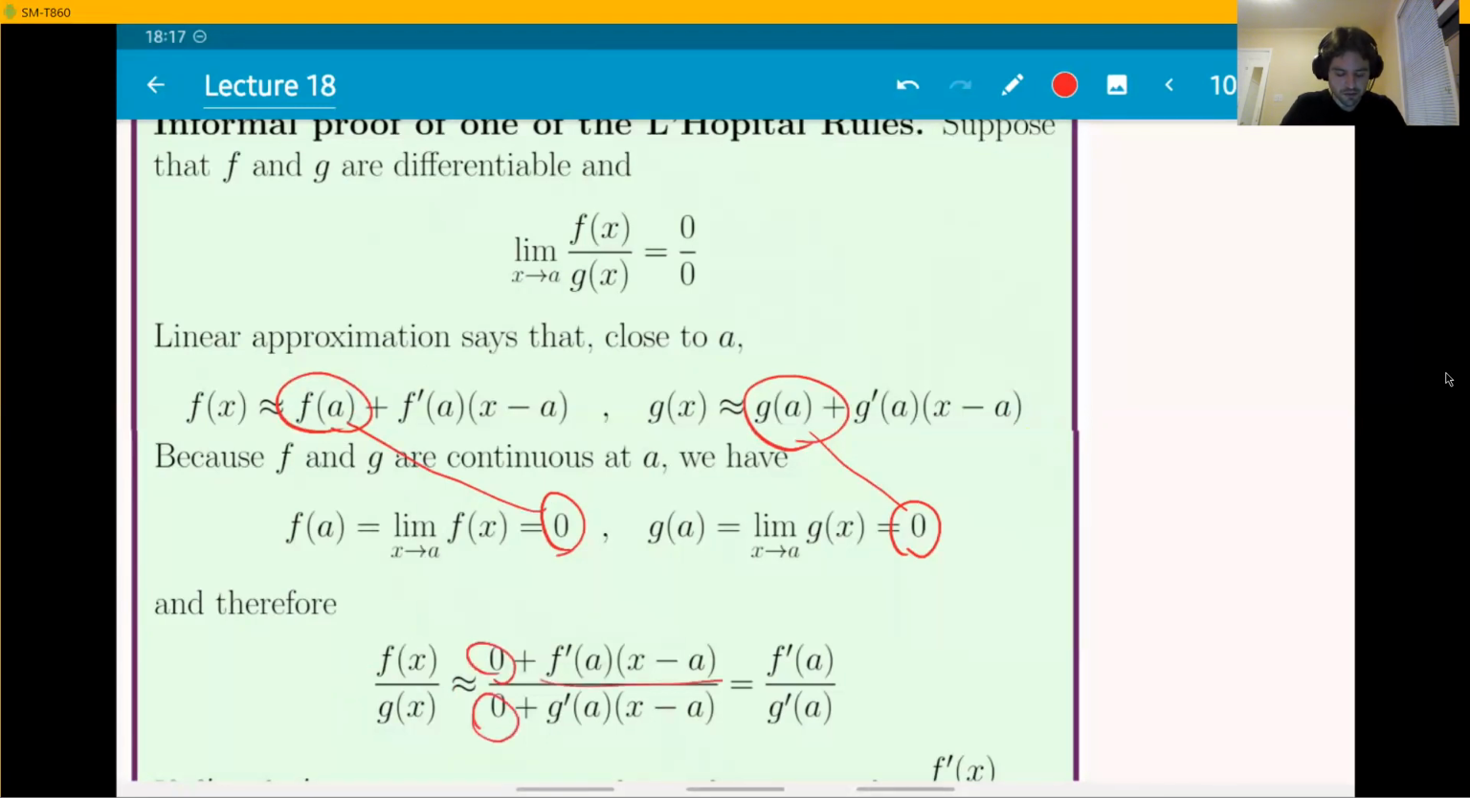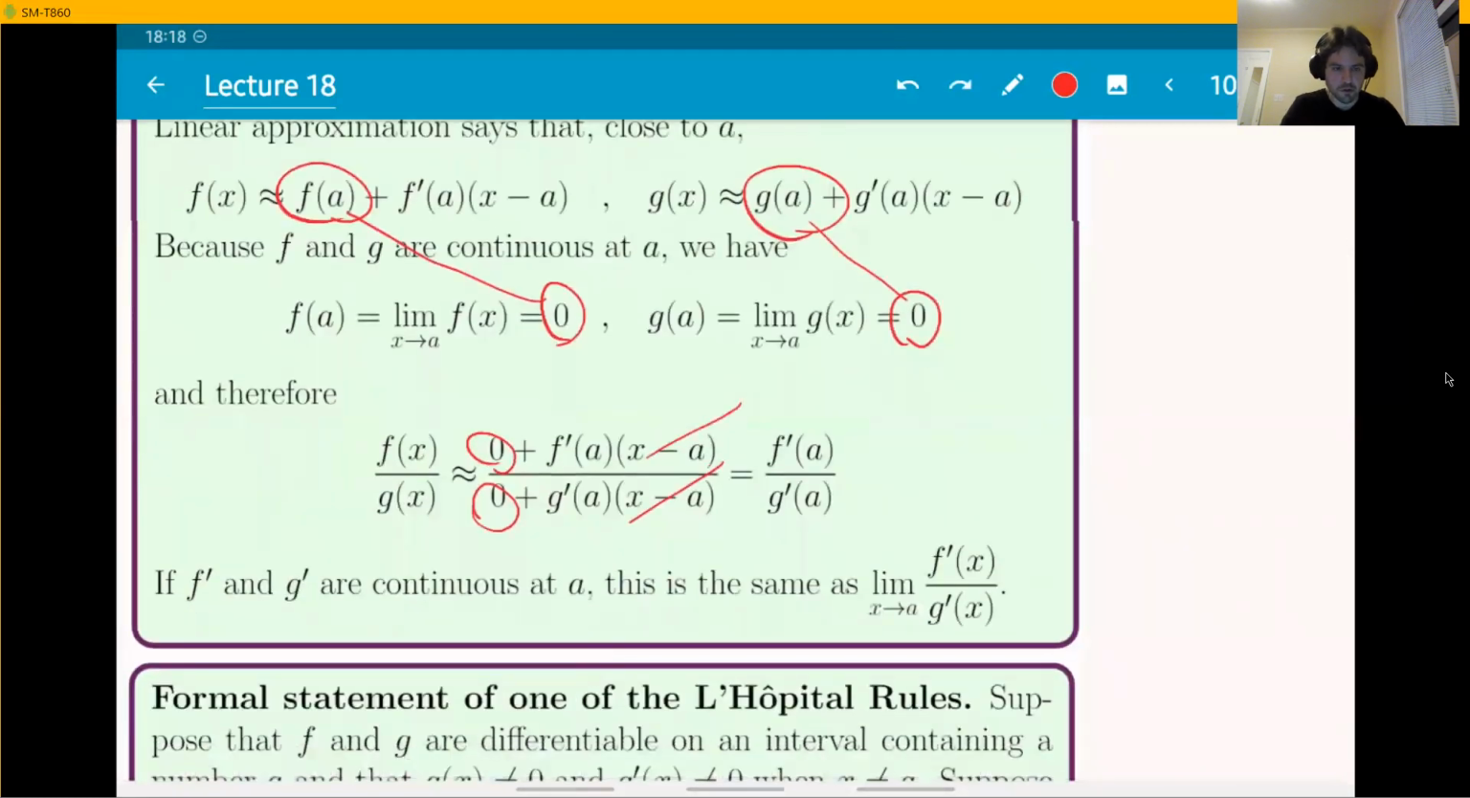And the rest here is just the rest of the linear approximation formula. What happens? You're going to cancel the x minus a's. This x minus a is common to both of them. And what you get in the end is just f prime over g prime at the number a. The final blow now is just that if you assume that these derivatives are also continuous at a, then instead of f prime of a and g prime of a, you can write the limits. Limit of f prime over g prime as x approaches a. Once again, by continuity, which is not assumed, by the way. You don't have to assume this for L'Hopital to work. So yet again, this is another reason why this is just an informal proof.